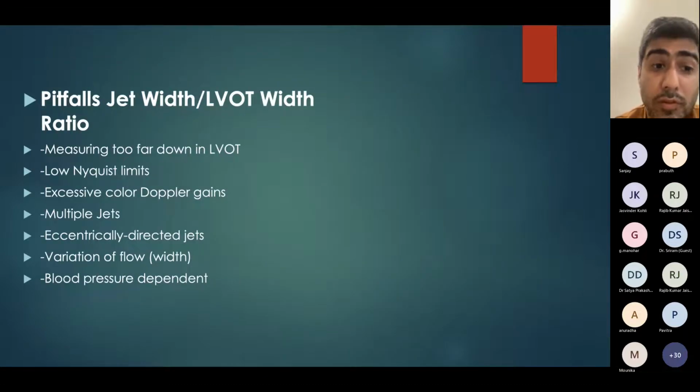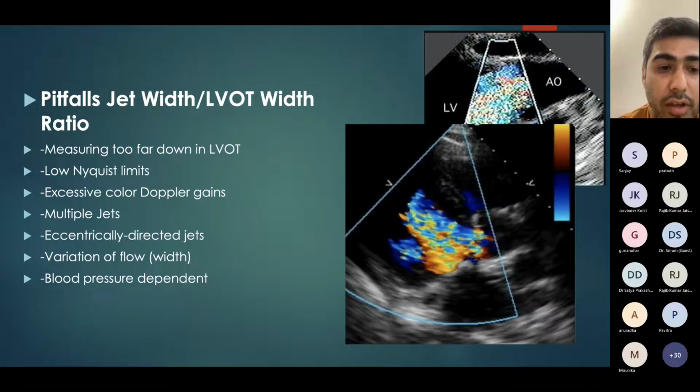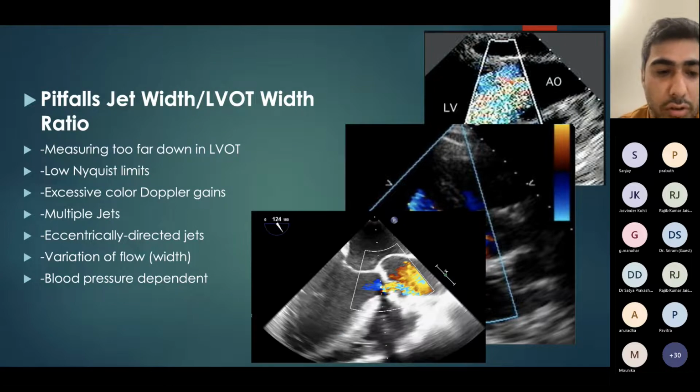It has various pitfalls associated with it, because measuring too far down in the LVOT will cause an inappropriately measured ratio, and then low Nyquist limits can cause an error of overestimation, as can excessive color Doppler gain. Multiple jets may cause an inaccurately determined LVOT width, and then there are eccentrically directed jets in which we cannot measure this ratio accurately.